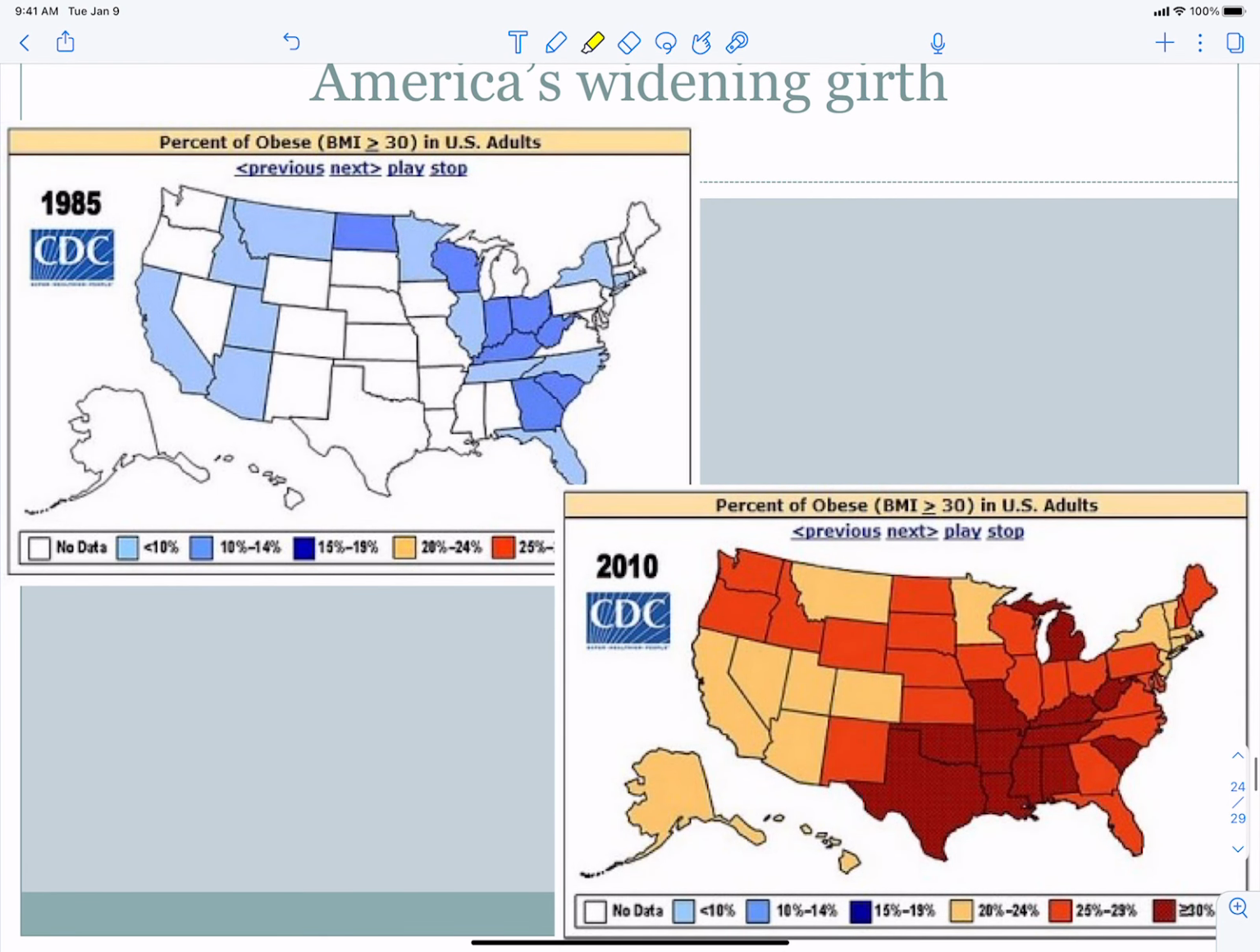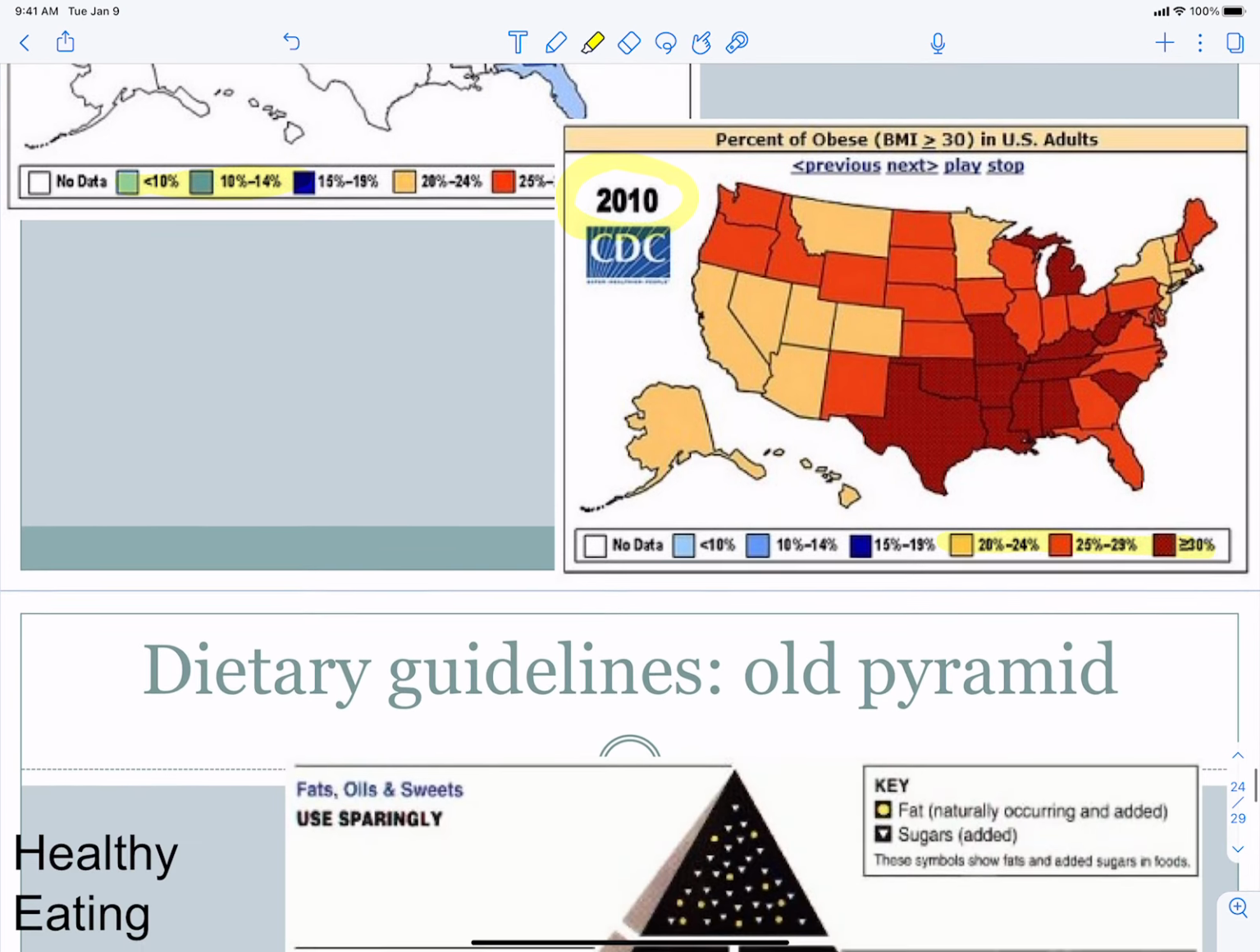So here's just a picture of our widening girth. This is a 1985 map of the United States looking at body mass indexes in adults, obviously, and you can see that we're in the blues and whites. White means no data, so we'll ignore the white. But we're in the blue, so typically pretty healthy across the board. Go ahead about 15, 20 years, yeah, about 20 years, and you can see that now we're in the red. So this is the widening girth of America.